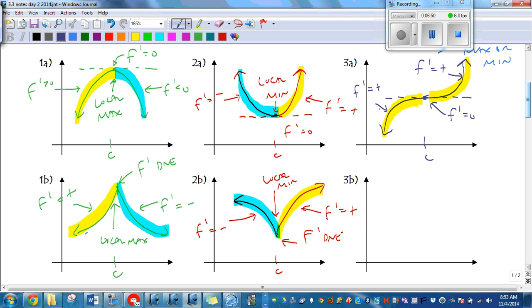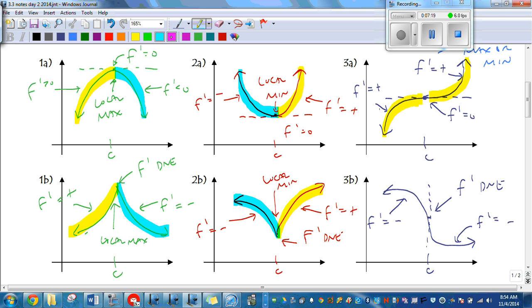Similarly, we could have a derivative that does not exist. So we could have a graph like this, where at C, we have a vertical tangent line. So the derivative does not exist. But everywhere else, our derivative is negative. Alright, so the derivative doesn't change signs, except at that critical value, so it's not changing from positive to negative or negative to positive. We do not have a local min or a local max.